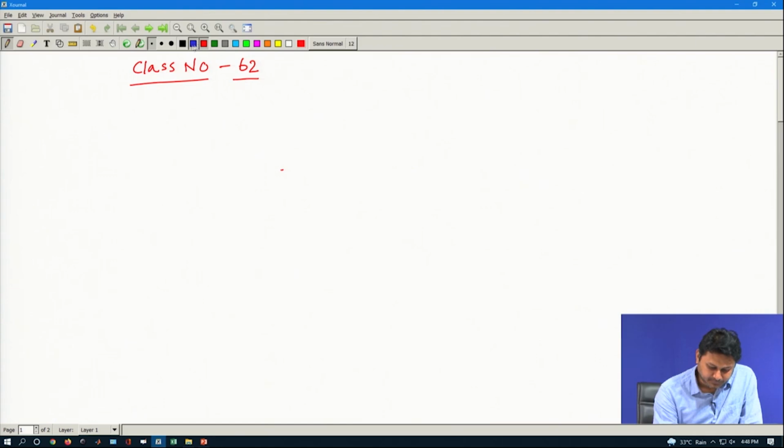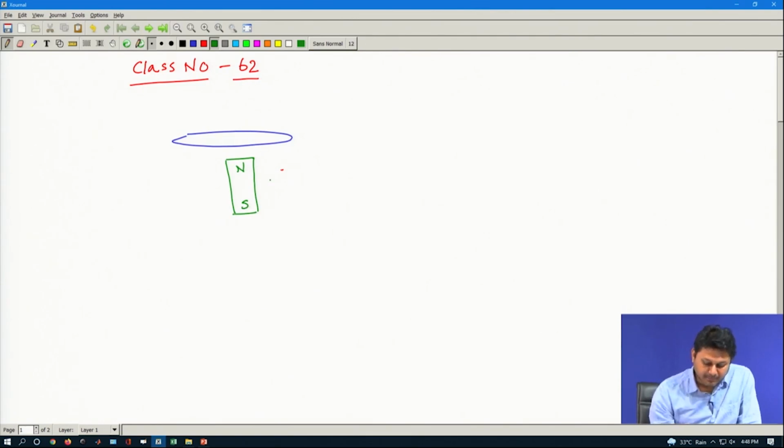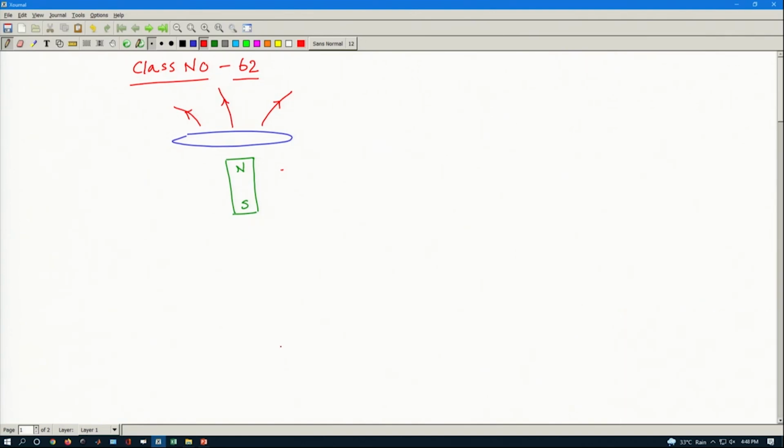So, if we have a current loop like this and if we throw a bar magnet, then there will be a change of flux, and this change of flux gives rise to a current here, and this current will be such that it will oppose the motion of this bar magnet.